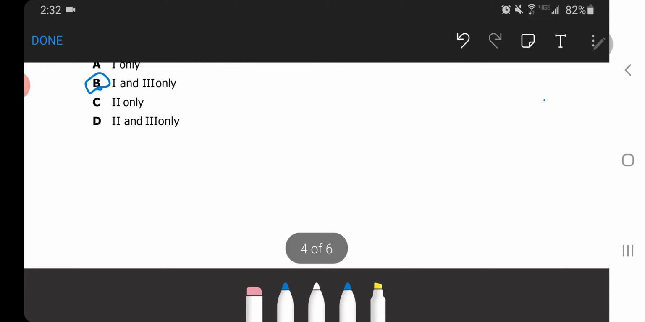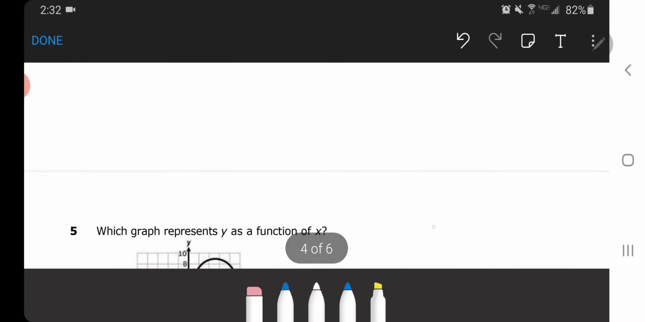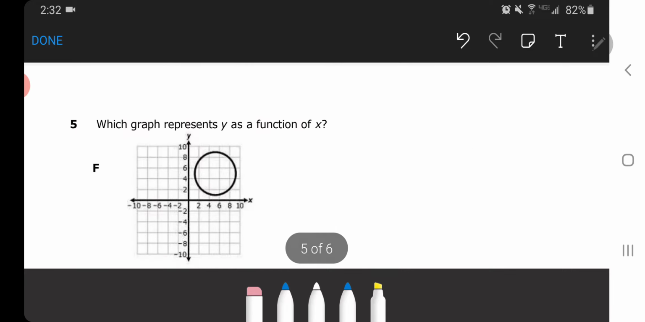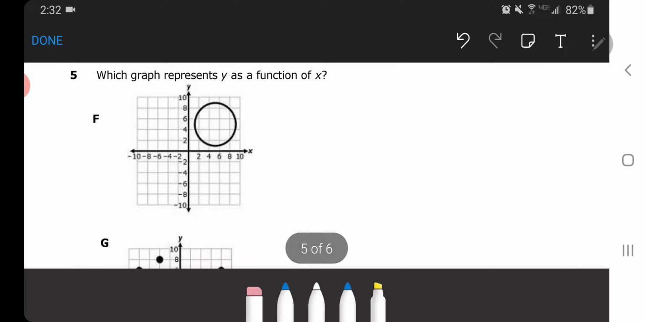Okay. Moving along. I hope y'all are getting this. Hopefully it's not too difficult. I never found it to be too difficult.